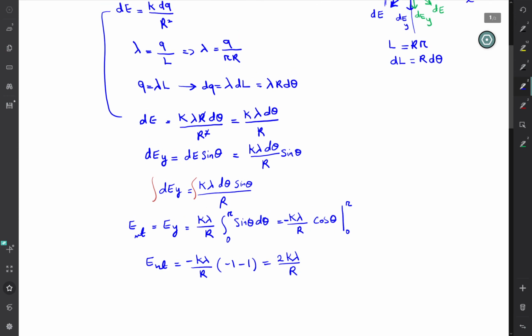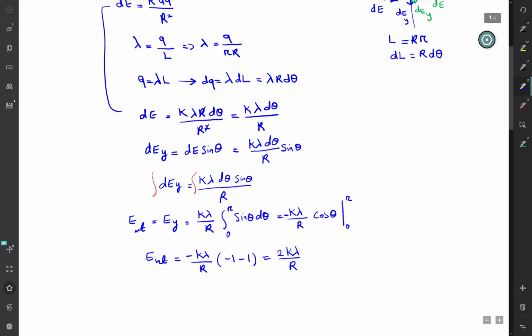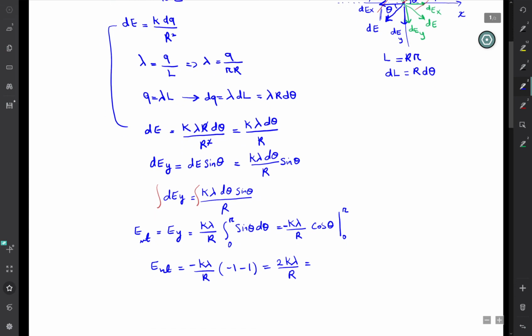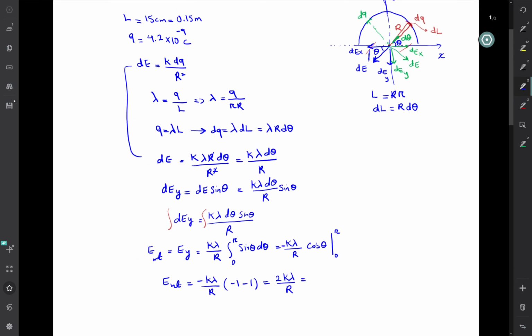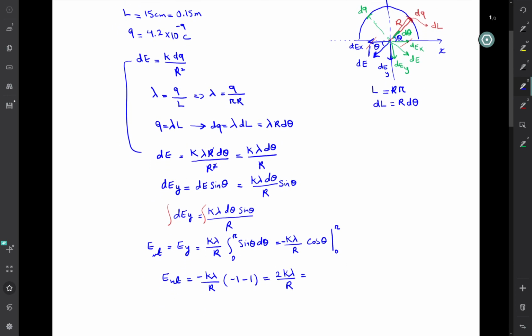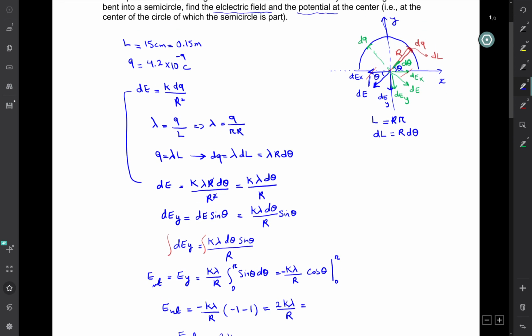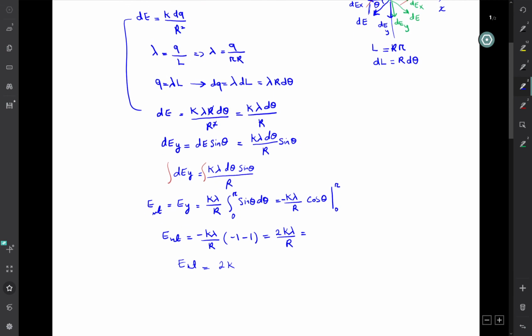Perfect. Good. So I do not have lambda. Lambda is not given. What you're given are basically Q and L. Maybe somehow I can convert my lambda and r to Q and L. Does that make sense? So what I do, I have E net equals 2 times k. Well, my lambda was Q over pi r, wasn't it? So instead of lambda, I'm going to put Q over pi times r, and I have another r in there. So it becomes pi r squared. Does that make sense?